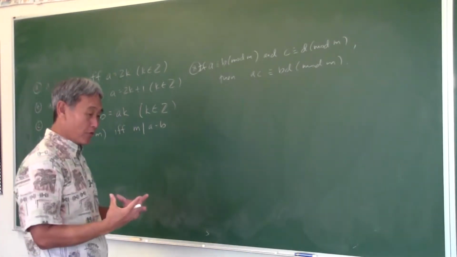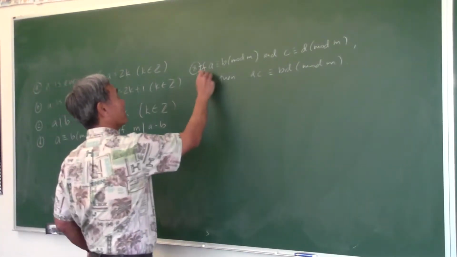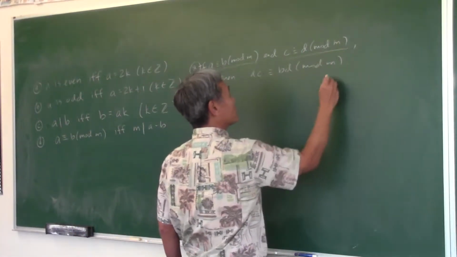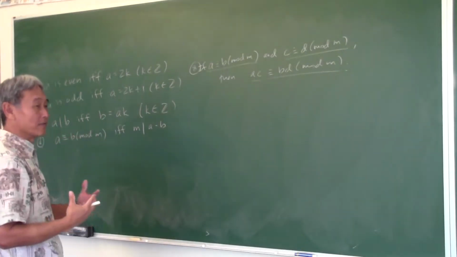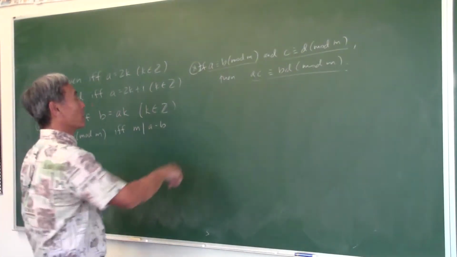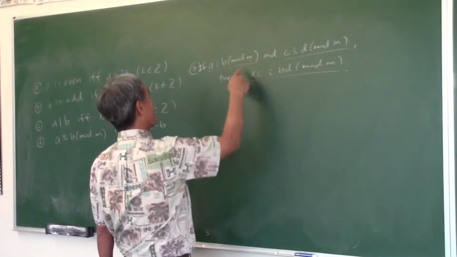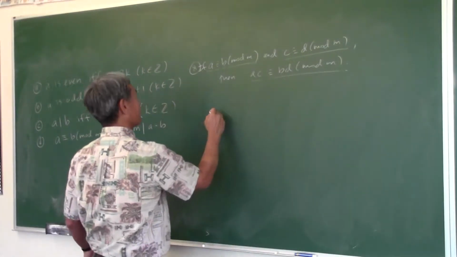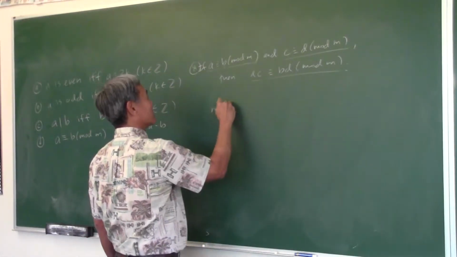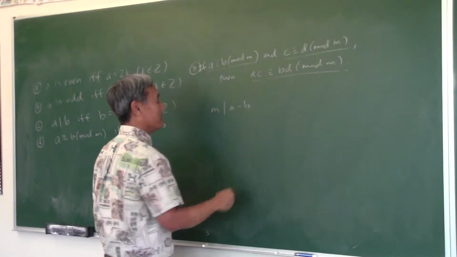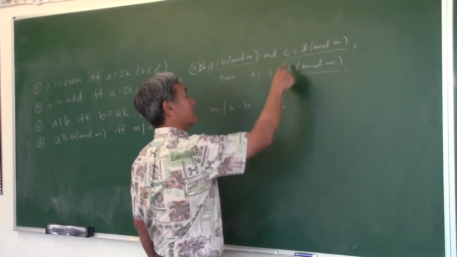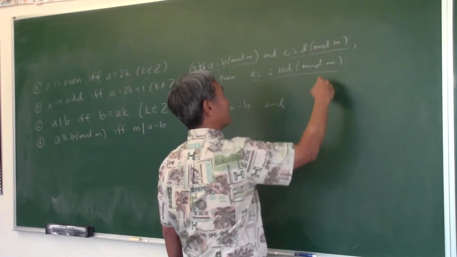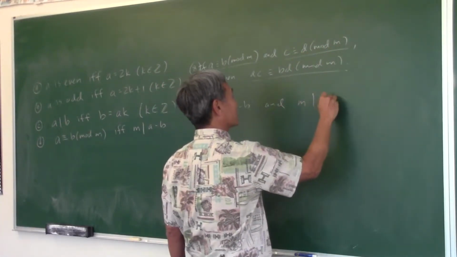So when you do a proof, you have to start with what you're given. If this is true and this is true, you want to prove that this will be true. This is called deductive reasoning. So if A is congruent to B modulo M, according to the definition, then what? M is a factor of A minus B. That's a definition. And if C is congruent to D modulo M, by definition, M is a factor of C minus D.